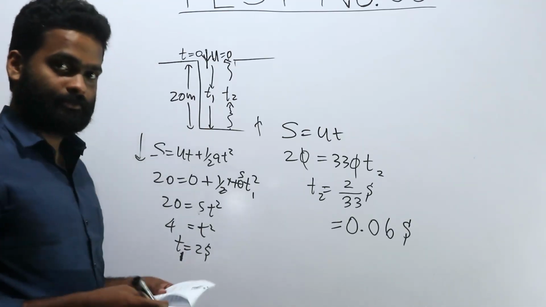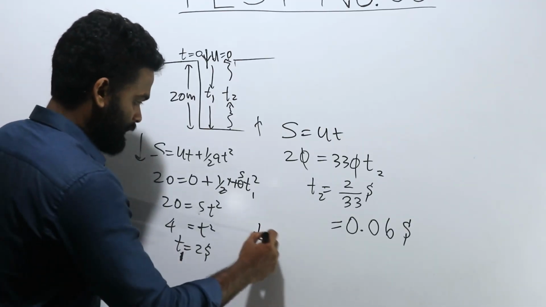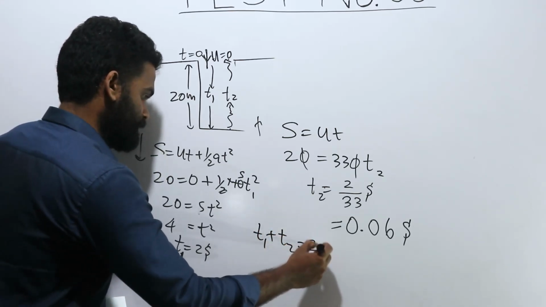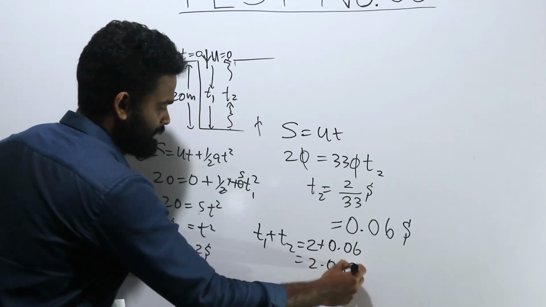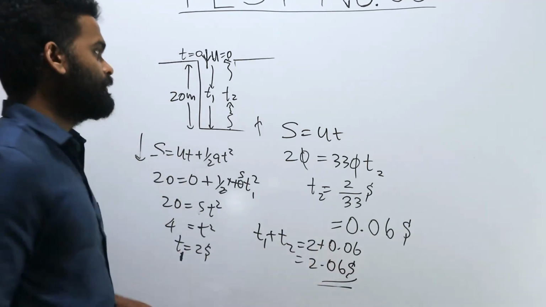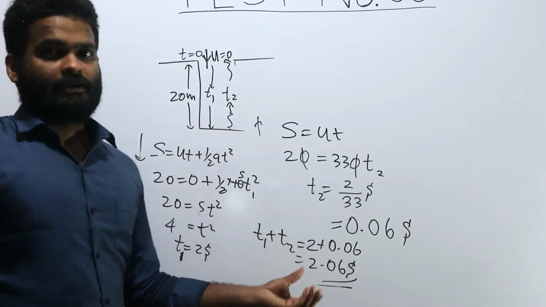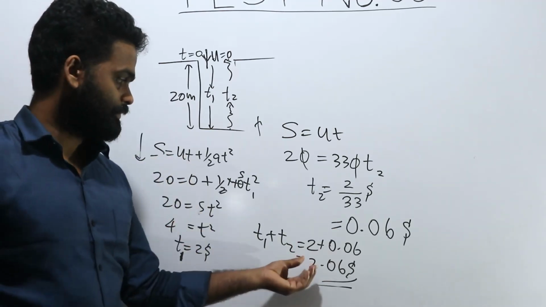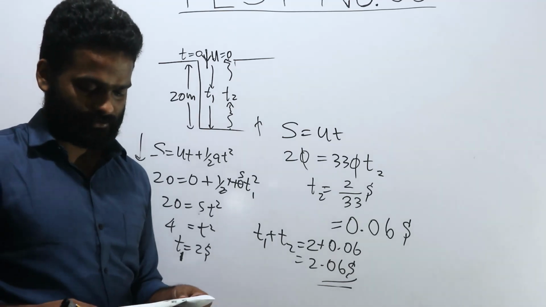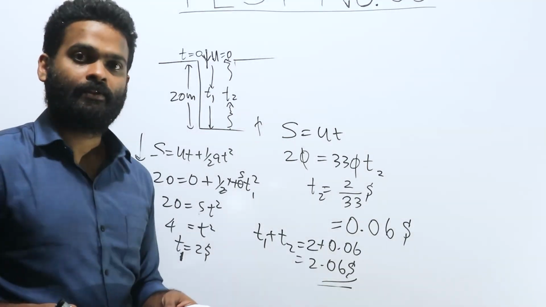So the total time they are asking for is T1 plus T2. That is 2 plus 0.06, which is 2.06 seconds. So this is the total time for this phenomenon to happen. So the answer for the 7th question should be the 3rd one.